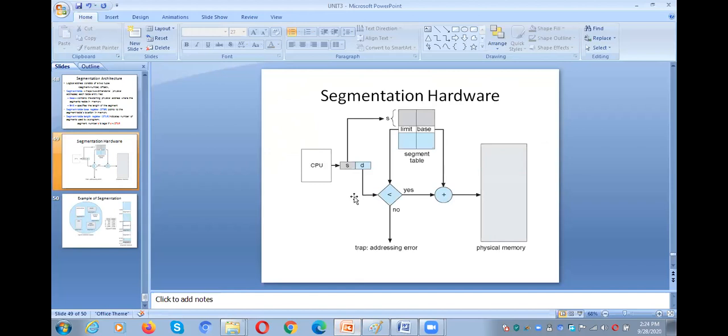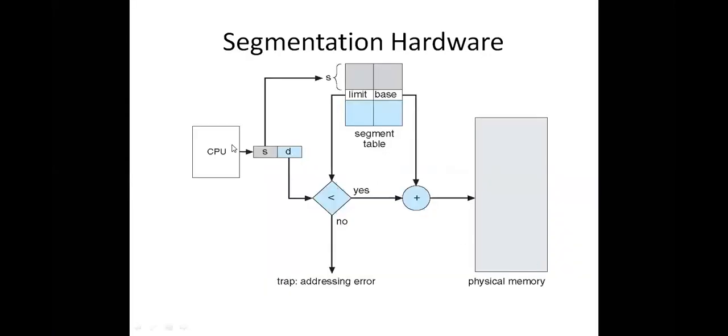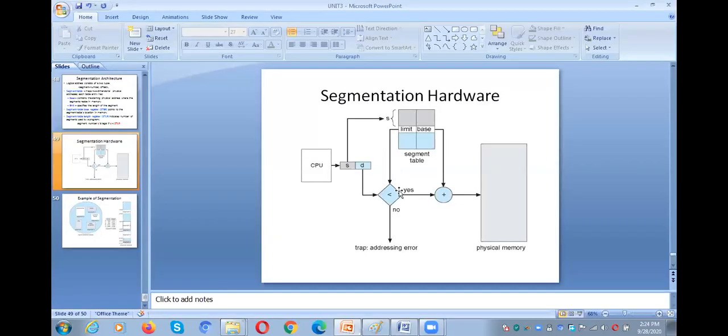Whenever the CPU generates an address, it is automatically divided into two parts. Follow the cursor. The CPU generated address is divided into two parts: segment number and the offset. Then it will be checked. The address needs to be greater than base and less than or equal to base plus limit. Have you got my point? It needs to be greater than base and less than or equal to base plus limit.